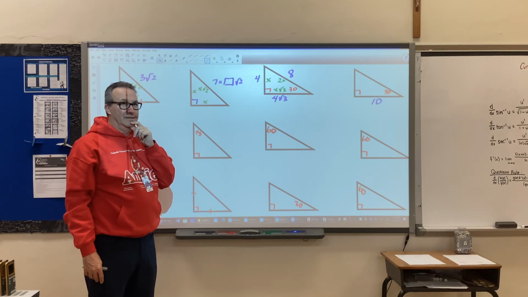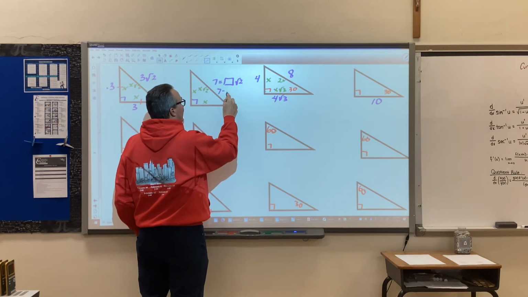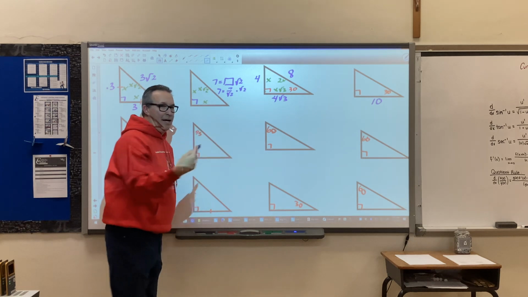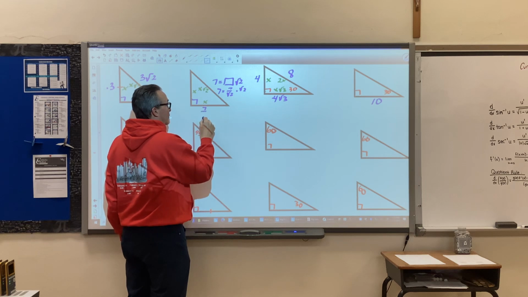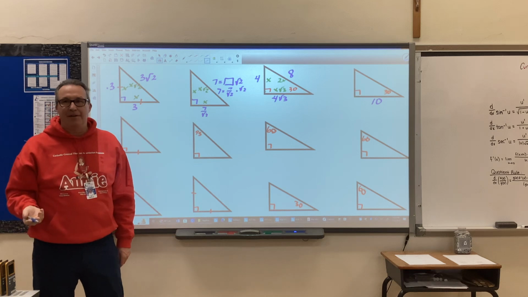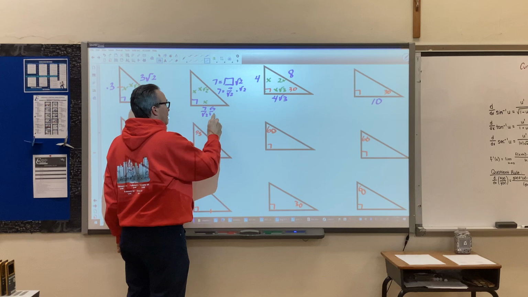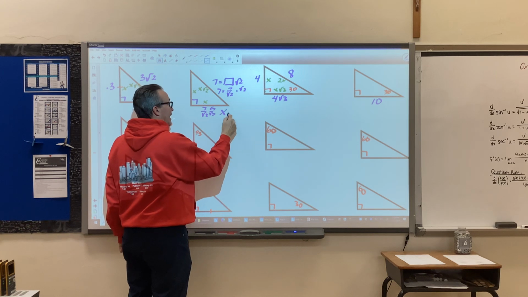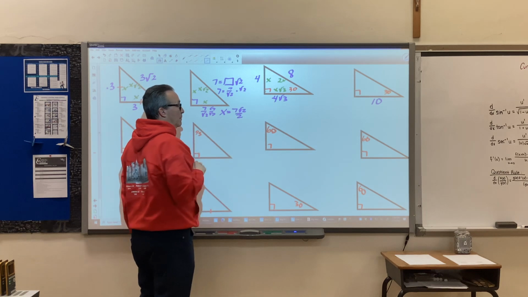Yeah, that makes sense. 7 equals 7 over the square root of 2 times the square root of 2. The square root of 2's cancel, it equals 7. That's the length of this side we're missing: 7 over the square root of 2. But you can't leave the radical in the denominator, so you multiply the top and the bottom by the square root of 2 and get the answer. The length of that side we're missing is 7 square root of 2 over 2.